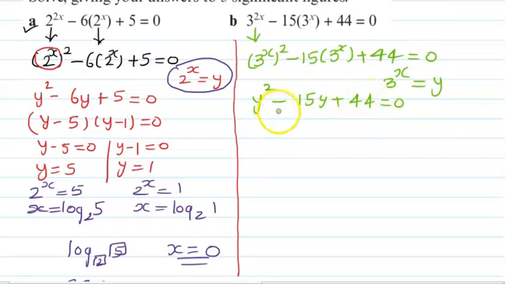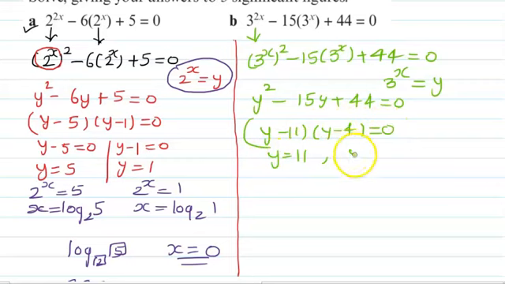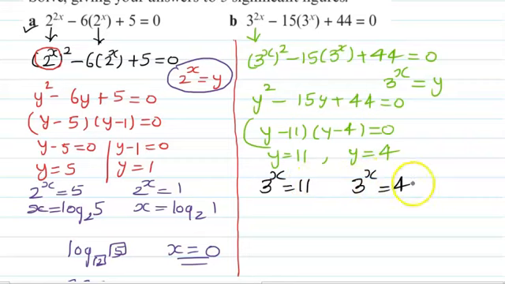Okay. Now you need to factorize y square minus 15y plus 44. What will be the factors of minus 15y plus 44? So 11 and 4 are the factors. We can write here y minus 11 and y minus 4 equal to 0. So we got here y is 11 and y is 4. Now y is 3 to the power x, right? So replace y: 3 to the power x equal to 11, and this side 3 to the power x equal to 4.